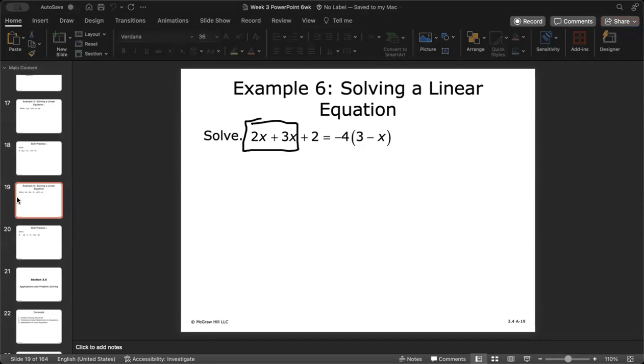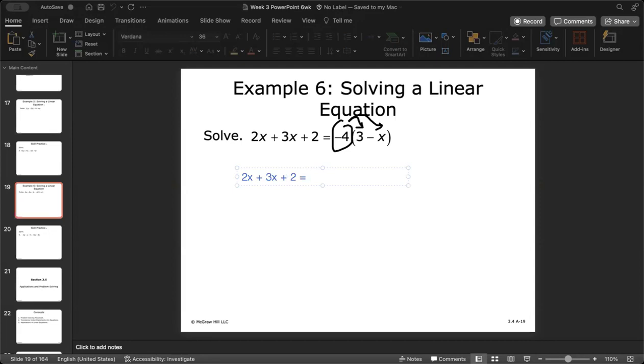So we'll talk about we don't do those right away, but we will do those here just shortly. So first things first is we got to get rid of those parentheses. Okay, so get rid of them here. Okay, take that negative 4 multiplied inside. And so we're going to get 2x plus 3x plus 2 on the left hand.